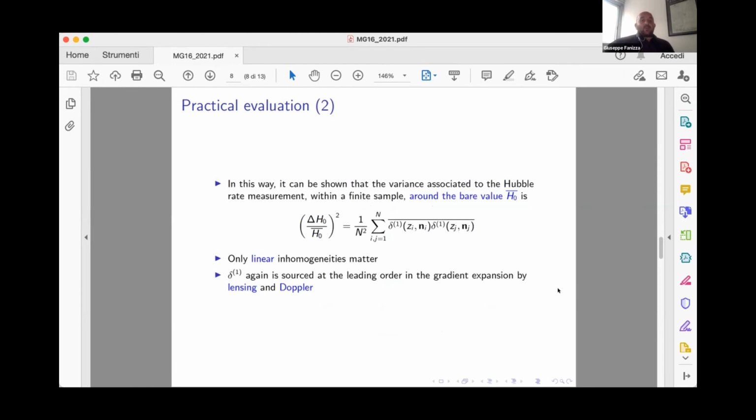However, when we want to apply this estimation to the variance of the value of H0 obtained by a finite number of sources catalog with partial sky coverage, with respect to, let's say, the bare value of H0, we have that the only relevant quantity which survives after some simple algebra is just led by the presence of linear inhomogeneities that are correlated on angular scales.